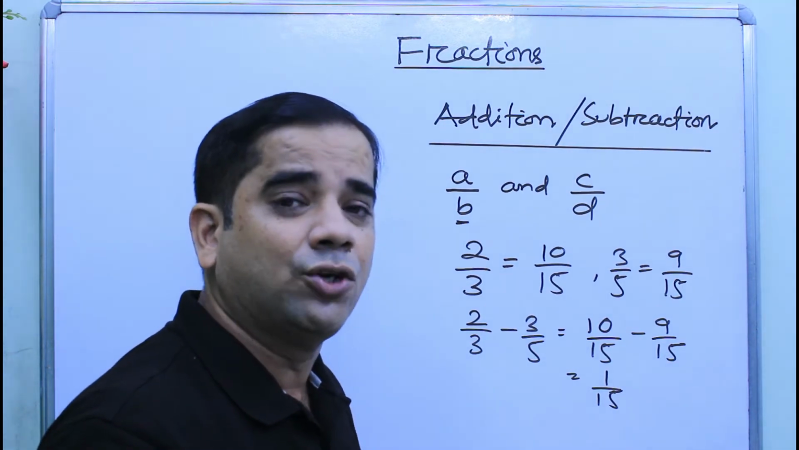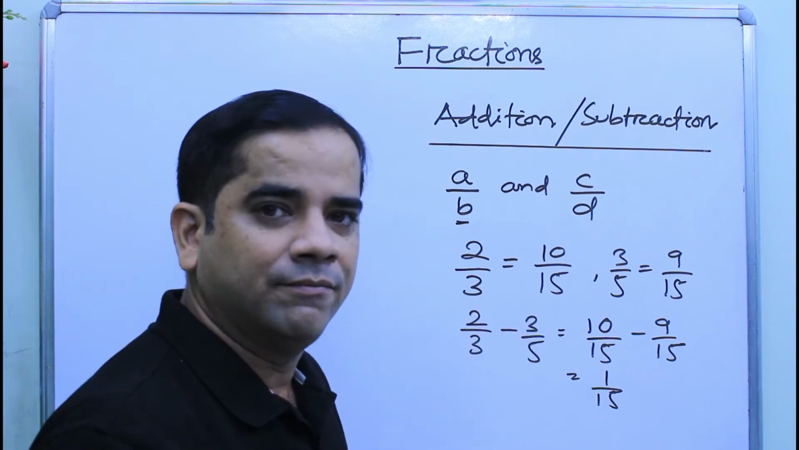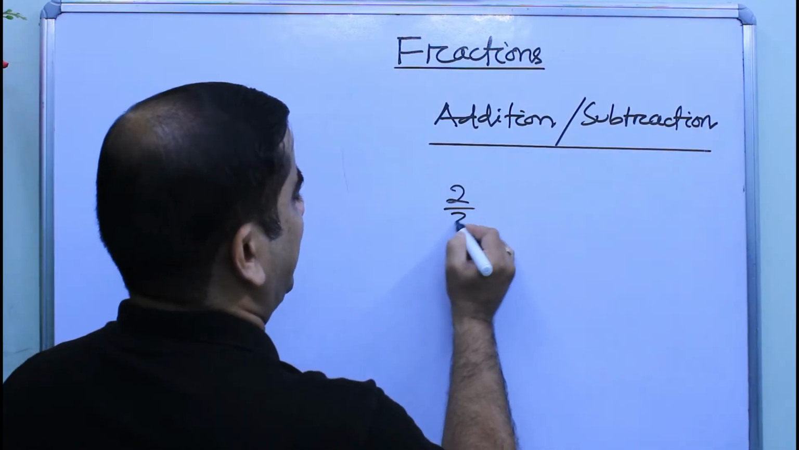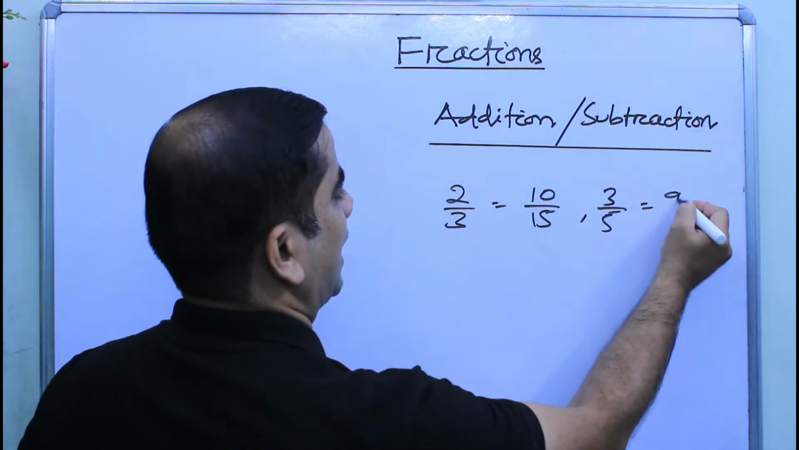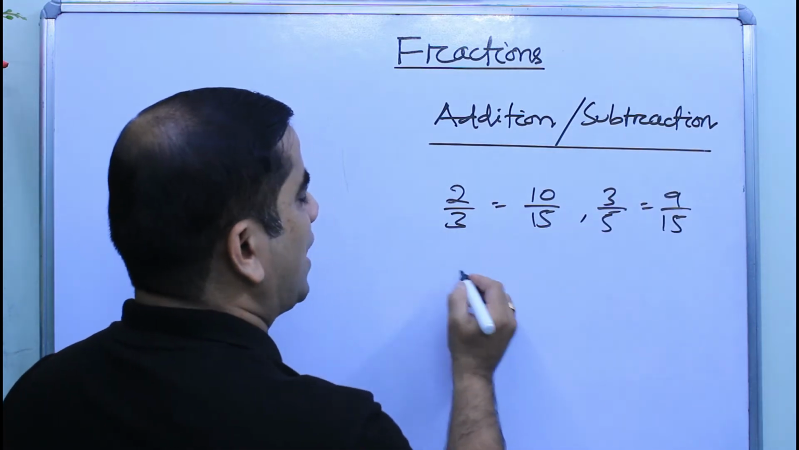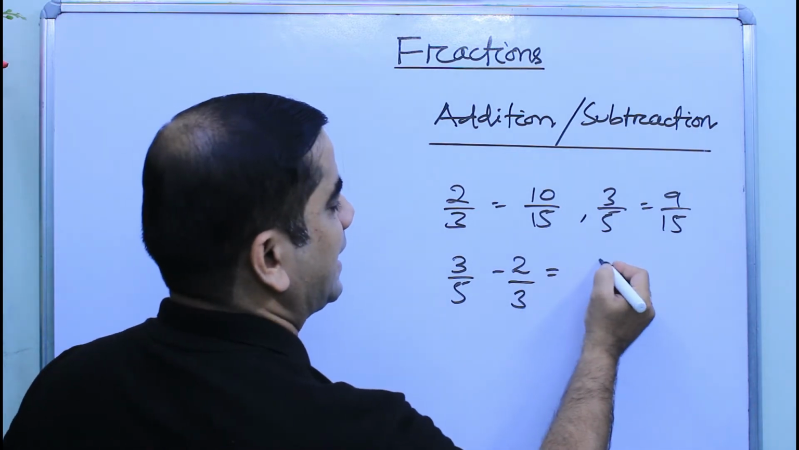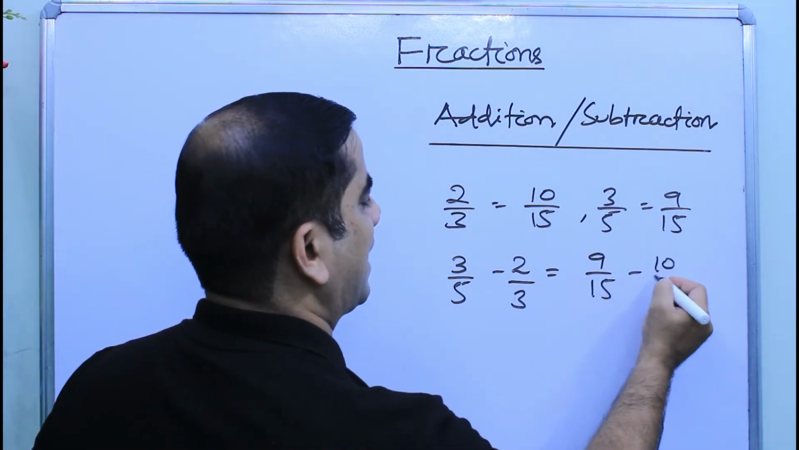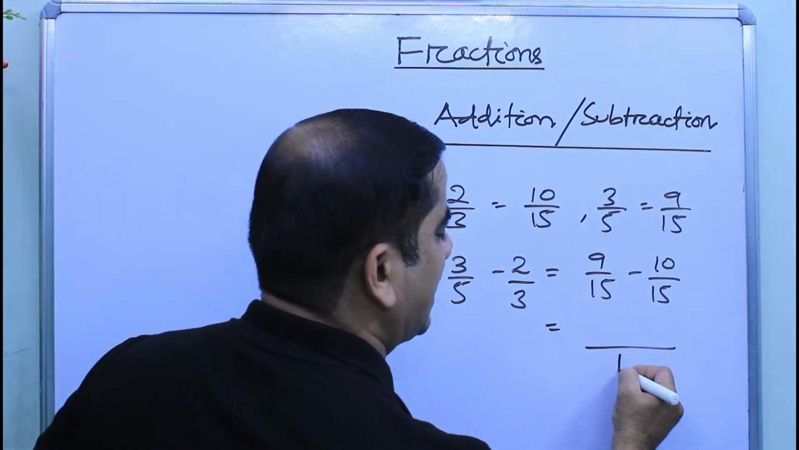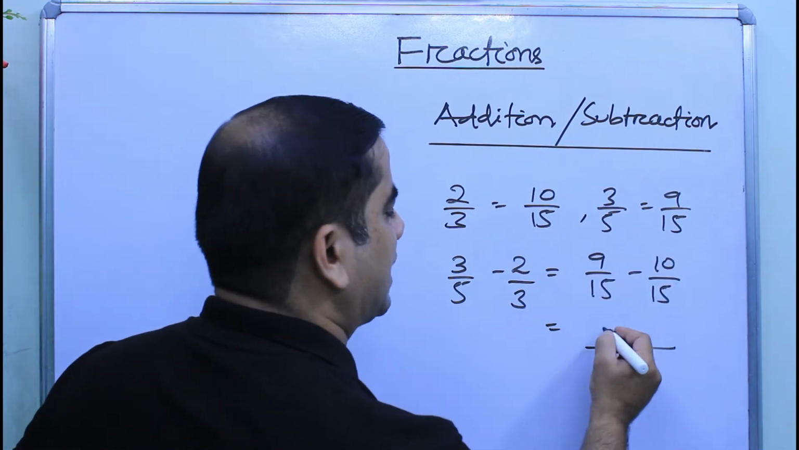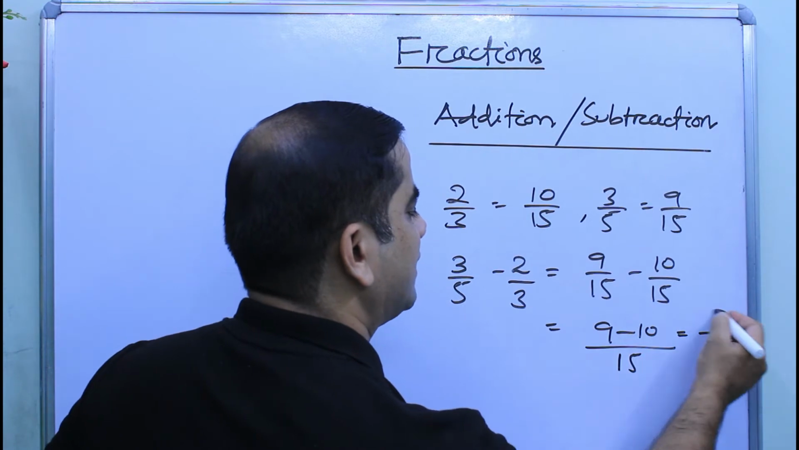Students, a question may arise in your mind: what happens when we subtract 2 by 3 from 3 by 5? Let us do it. 2 by 3 is equal to 10 by 15 and 3 by 5 is equal to 9 by 15. So when I subtract 2 by 3 from 3 by 5, I get 9 by 15 minus 10 by 15. As the denominators are the same, I need to subtract the numerators, that is 9 minus 10, which is minus 1 by 15.